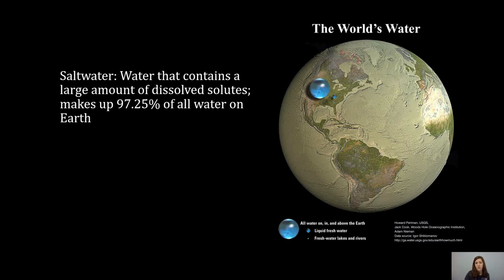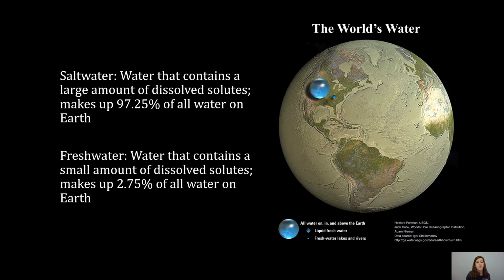And it makes up about 97.25% of all of the water on the Earth. And that's why you see that large ball. That's the fresh water. I mean, the salt water. Fresh water is water that contains a small amount of dissolved solute. And that makes up about 2.75% of all of the water on the Earth. And so those two smaller balls together represent, well, let's see. I'm not sure exactly what those two represent, so hang tight there, but the large one definitely represents all of the salt water, or all of the water.